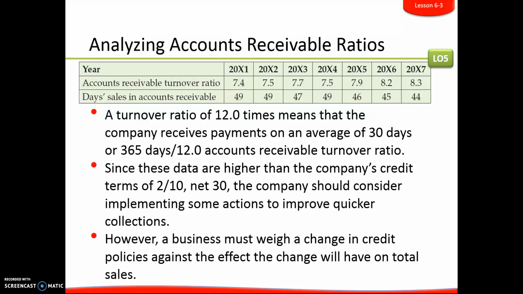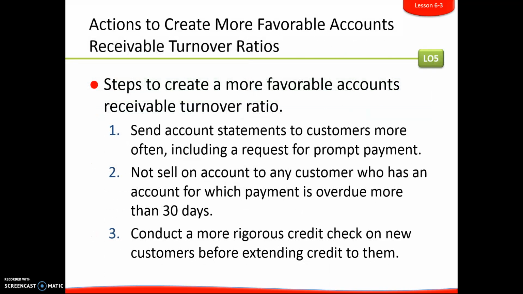However, we have to think about, is it smart for us to change our credit policies given the effect that it could have on total sales? If you change your credit policies, is there a possibility that you won't have as much in net sales, which could affect your company in many other ways?